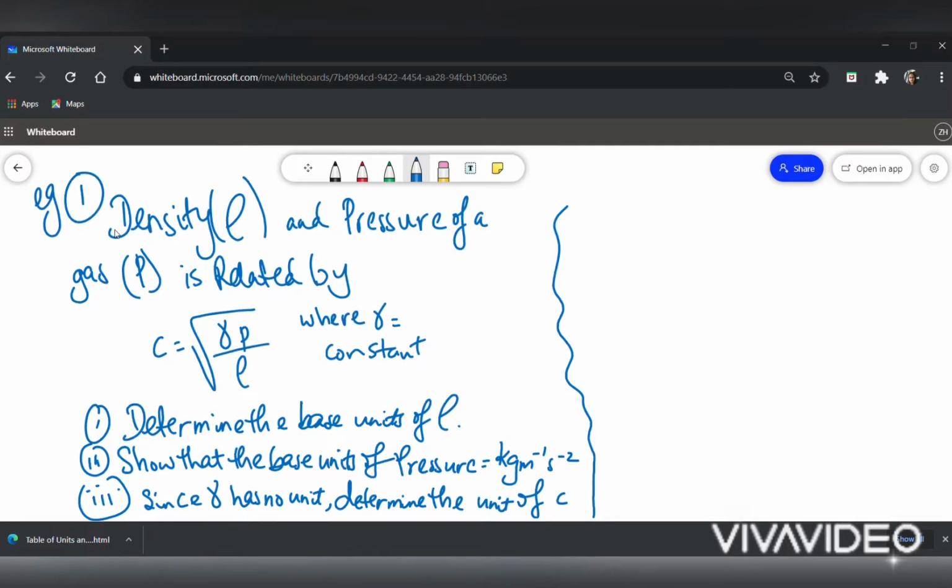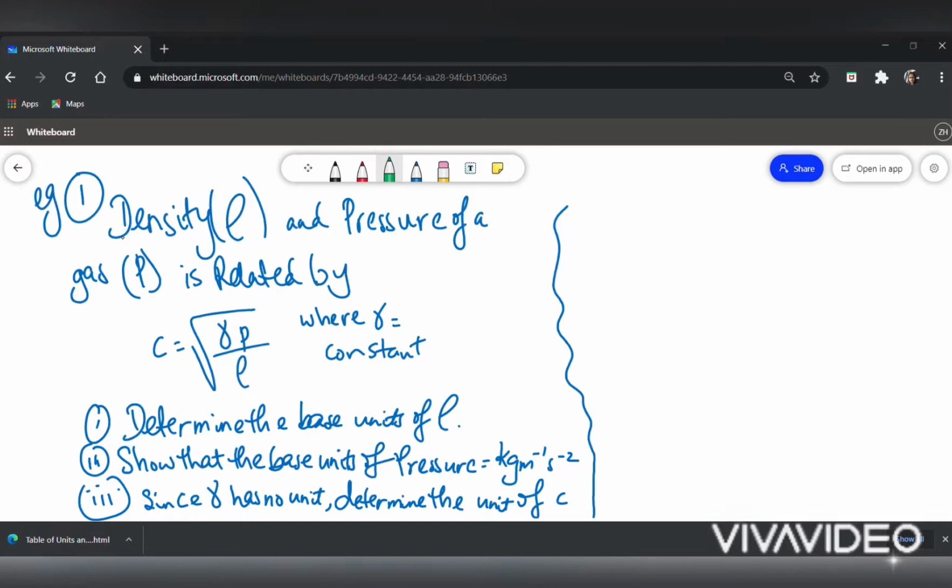Now, they told us here that gamma is actually a constant. If gamma is a constant, that's a lot of help for us because we would need to include it as part of our analysis. All right, and we will use unit analysis for this one. So we will actually determine the base unit of rho. Of course, we know first of all that that is density.